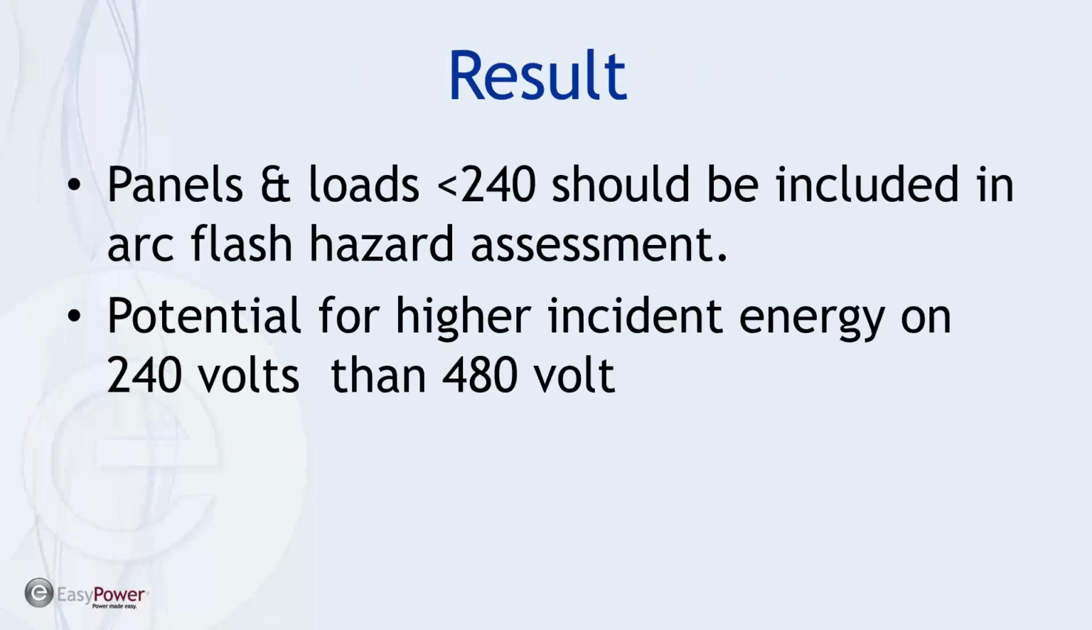So the result of this, removing this low voltage exception, was that panel loads of 240 volts or less should be included in arc flash hazard assessment, independent of the energy supplied, as far as the description in the standard. And at the same time, because of the removal of the exclusion, there's a potential for higher incident energy on 240 volts at this 2 second point than on 480 volts.